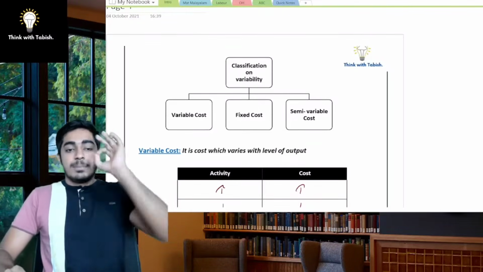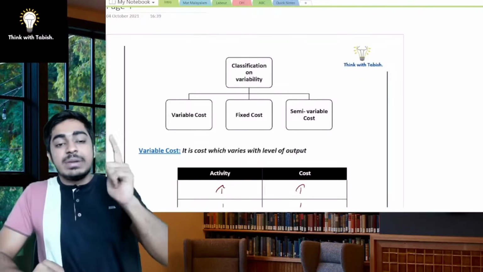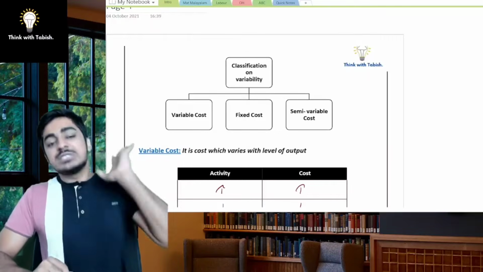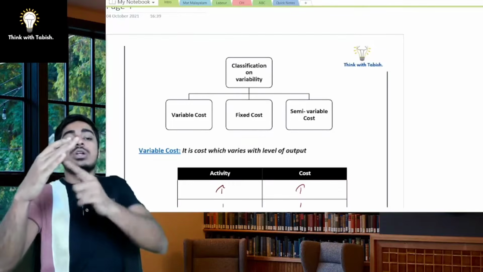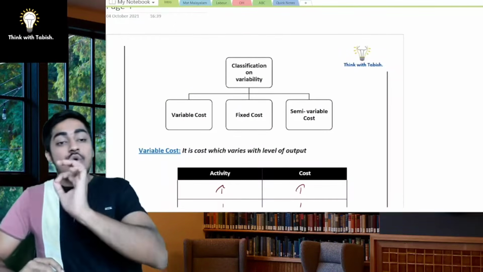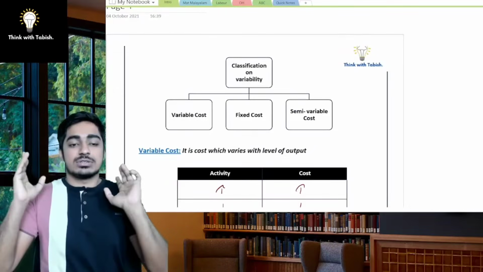Now, the elements of cost, based on variability. Direct material, direct labor, direct expense, that is our prime cost, will always be variable cost. Why? Because we are in a position to associate on a one-to-one basis. More will be the production, more will be the cost. Overheads can be variable cost, can be fixed. Clear?